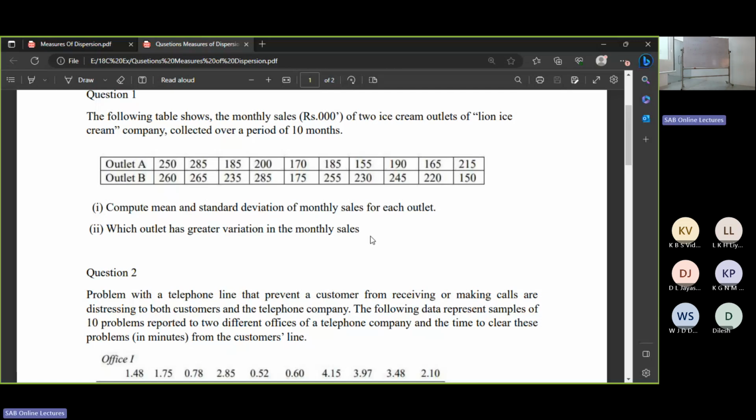Okay, then hurry up and find the mean and the standard deviation for both outlets A and B. Now you know how to find the mean and the standard deviation using the calculator.